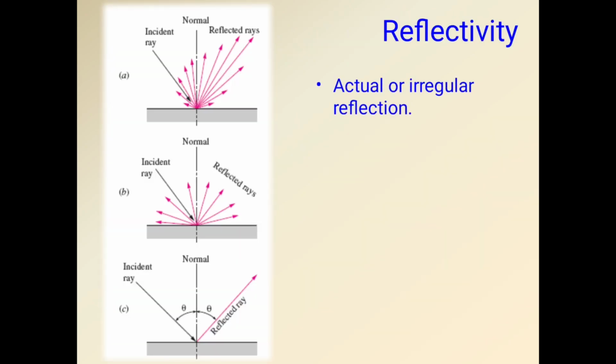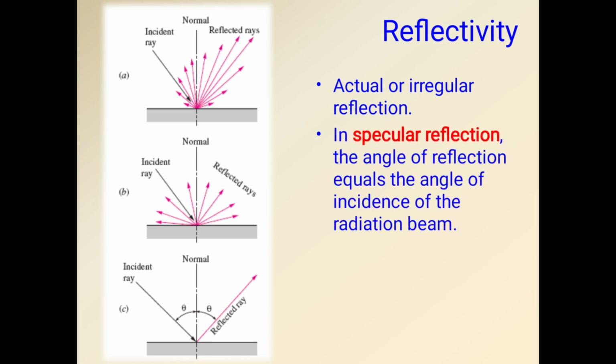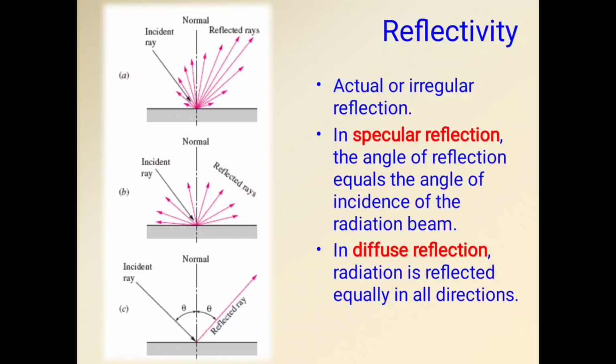Reflectivity: it is a specular or diffuse reflection. In specular reflection, the angle of reflection equals the angle of incidence of the radiation beam. In diffuse reflection, the radiation is reflected equally in all directions.